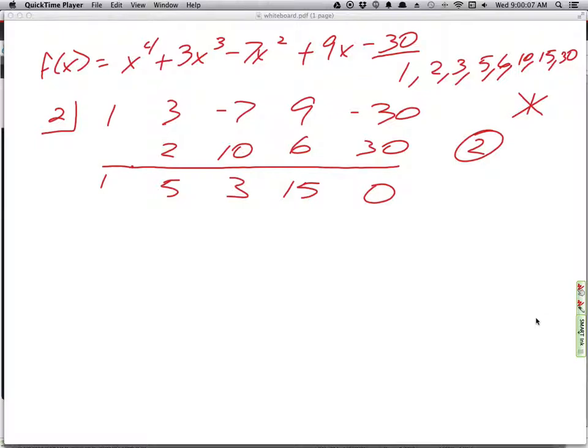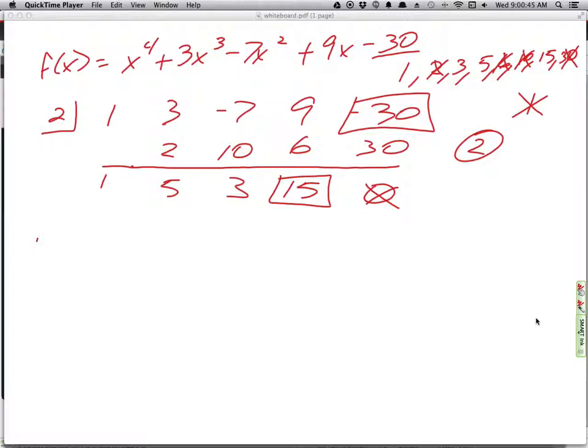Here's the nice thing about once you find one. I am no longer concerned with 30. I am now concerned with 15, because I now have a new polynomial function that is just made up of these 4 numbers. So once I get it down, now I'm only dealing with 15, so that means I can eliminate 30, I can eliminate 10, I can eliminate 6, and I can eliminate 2.